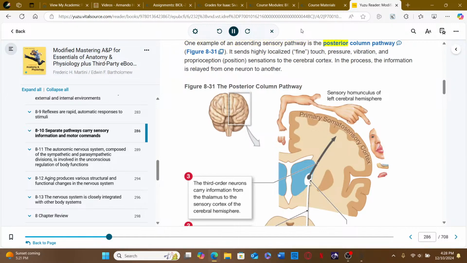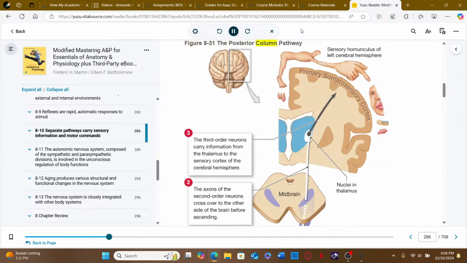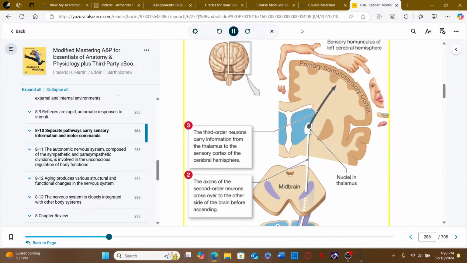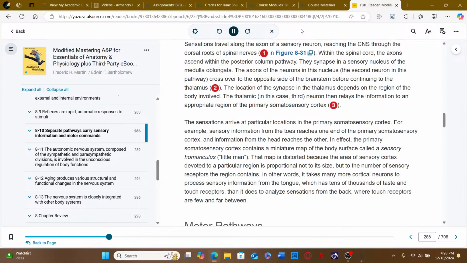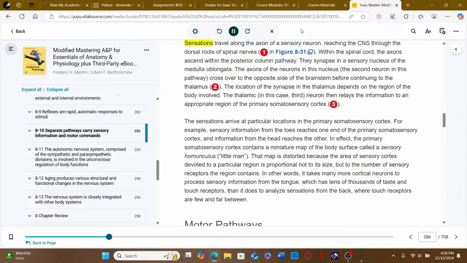One example of an ascending sensory pathway is the posterior column pathway, Figure 8-31. It sends highly localized fine touch, pressure, vibration, and proprioception, position, sensations to the cerebral cortex. In the process, the information is relayed from one neuron to another. Figure 8-31, the posterior column pathway. The process of information traveling through the posterior column pathway. The posterior column pathway carries fine touch, pressure, vibration, and proprioception sensations to the primary somatosensory cortex of the cerebral hemisphere on the opposite side of the body. For clarity, this figure shows only the pathway for sensations originating on the right side of the body.